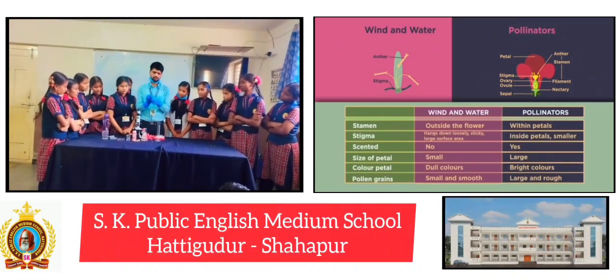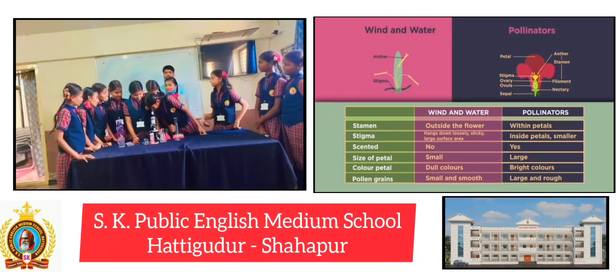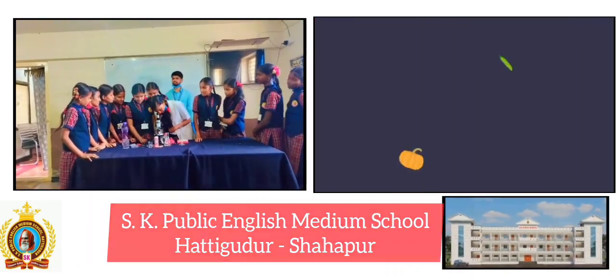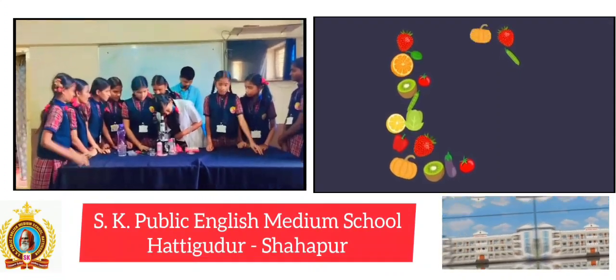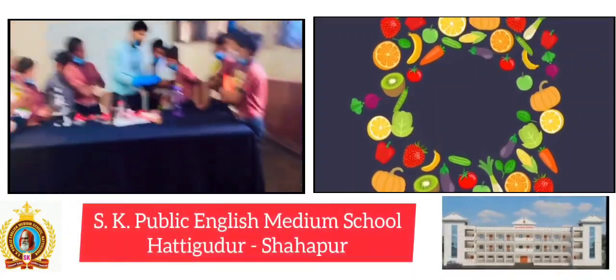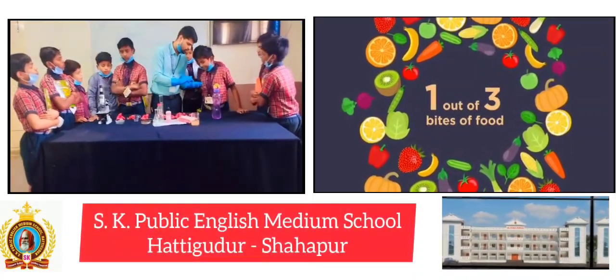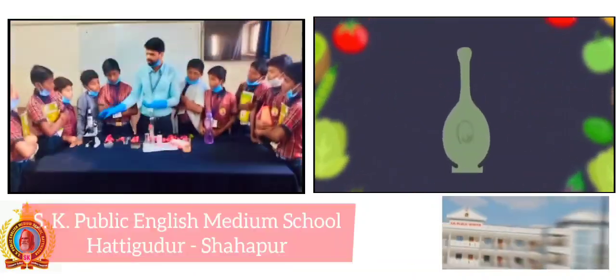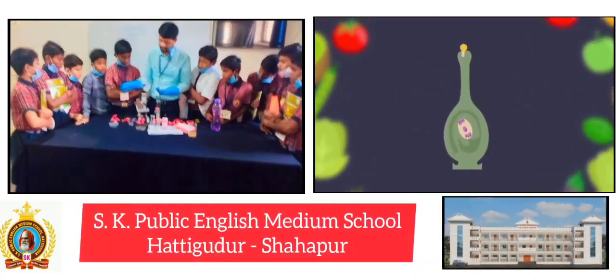Under proper guidance, students identified and studied the stamen, which is the male reproductive part consisting of the anther and filament. They also examined the pistil, the female reproductive part, made up of the stigma, style, and ovary. Each part was explained in detail, highlighting its role in the process of reproduction.